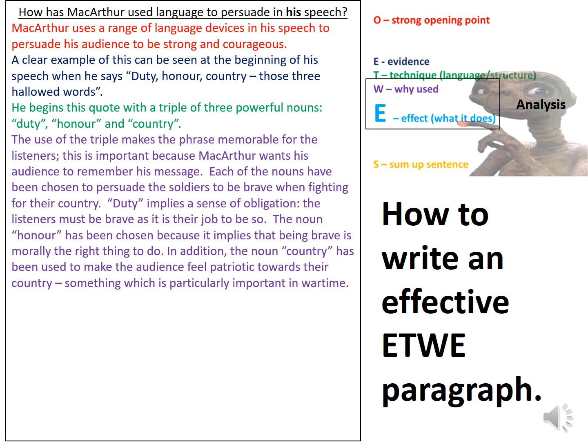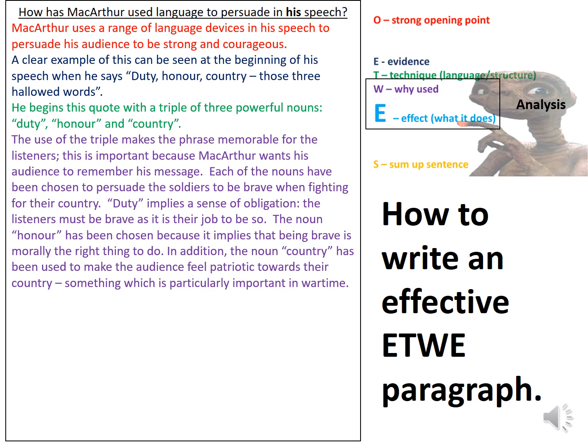So far, so good. Now I'm going to zoom into my words. Each of the nouns have been chosen to persuade the soldiers to be brave when fighting for their country. Duty implies a sense of obligation, as we said. The listeners must be brave as that is their job to be so. The noun honour has been chosen because it implies that being brave is morally the right thing to do. And in addition, the noun country has been used to make the audience feel patriotic towards their country, something which is particularly important in wartime.